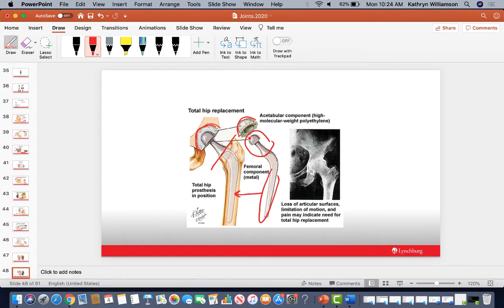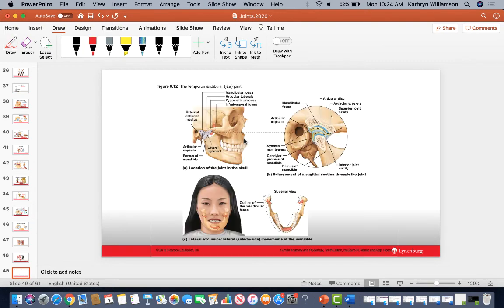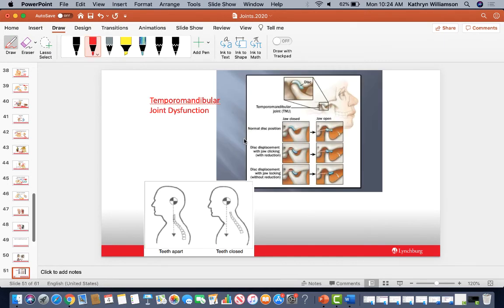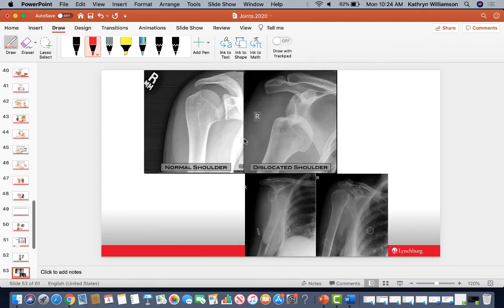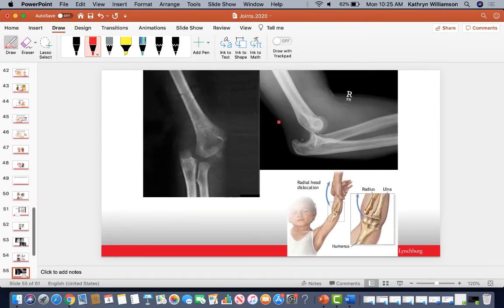So hip replacements do so well. We actually tend to not even see them in therapy as much unless they're having problems, but they tend to do really, really well. I do have some specific examples, a couple things. We've seen a few examples of dislocated shoulders throughout this. Another common dislocation is a dislocation of the radial head.